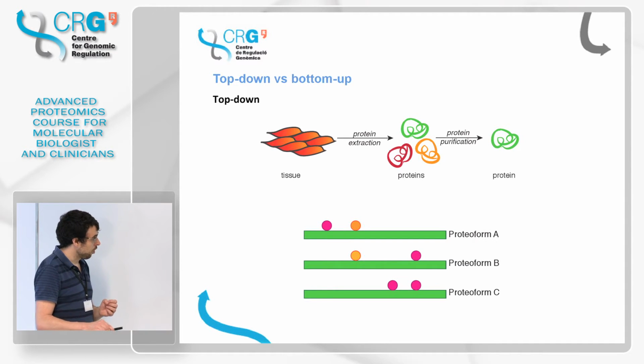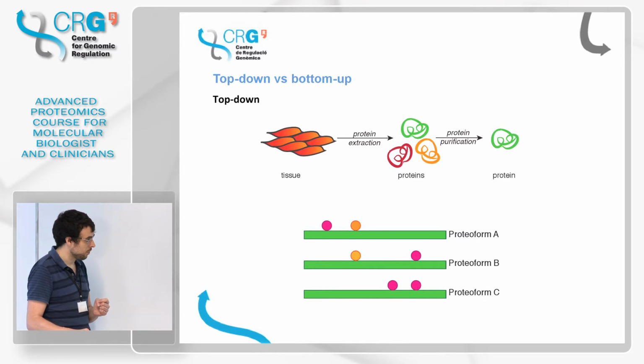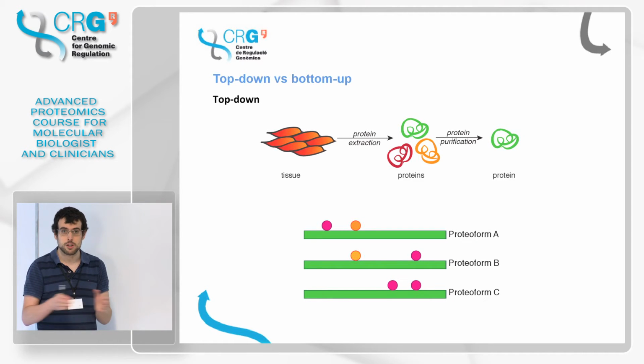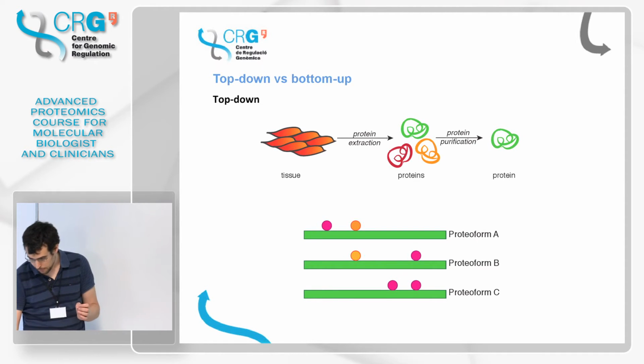And top-down proteomics allows us to identify that this modification goes with this one, and that this one goes with this one, and that this one goes with this one, because we analyze it at the protein level. So we have the connectivity, right?